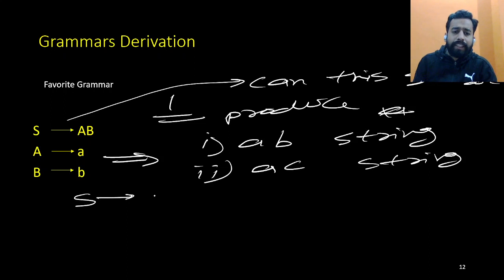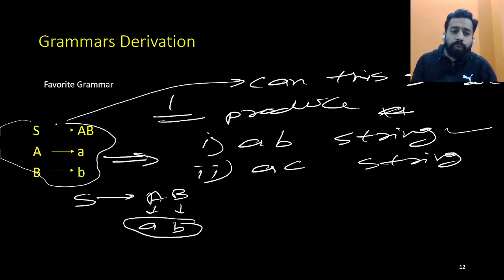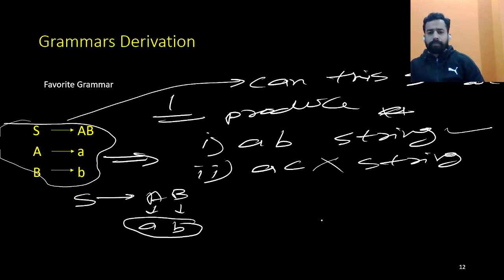So you can write S is giving capital A, capital B. Then A can derive small a, and same B can derive a small b. So this is how you can generate AB string. So yes, this example is right. It can derive AB string. But can it derive AC string? No. Because this grammar does not have the capability to produce C, hence it cannot derive AC string.